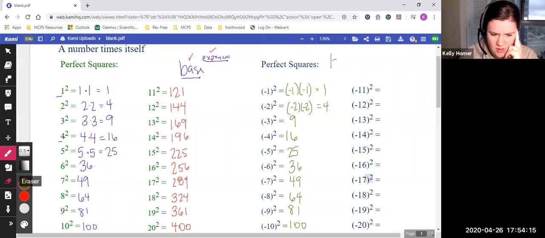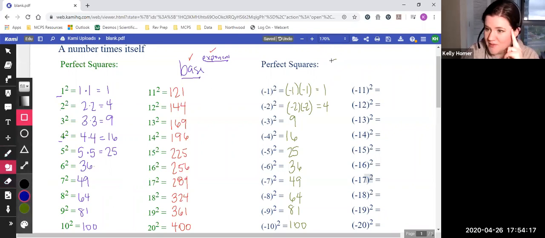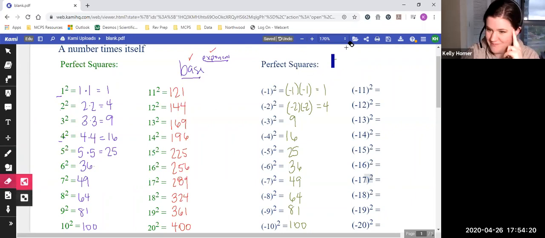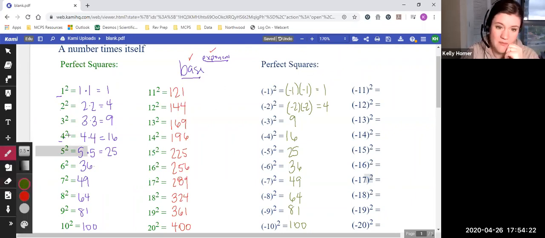Oops, sorry, I'm talking backwards. I meant to draw parentheses. You guys miss all my mistakes, don't you?